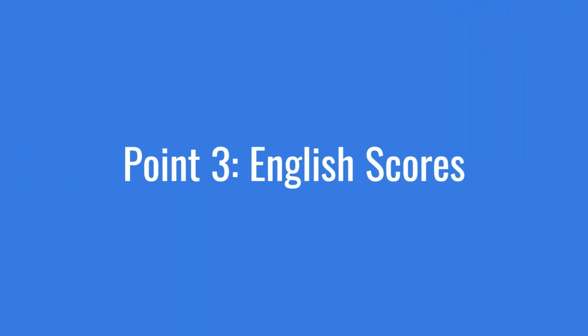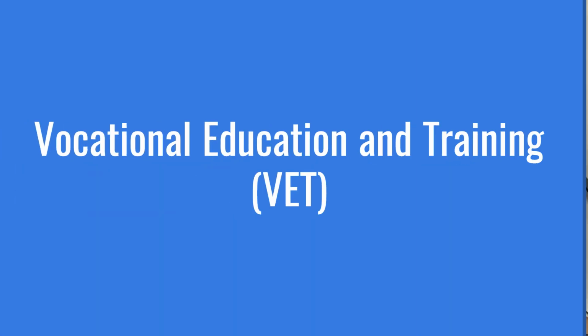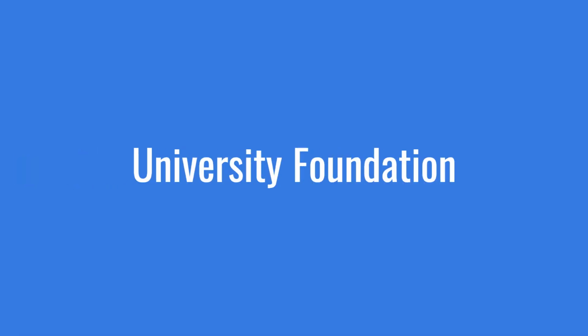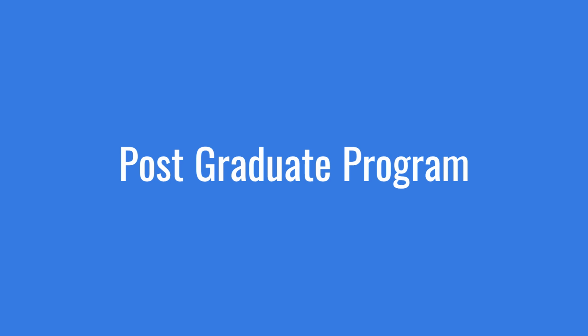Point number three, when international students choose to study in Australia, they either study English, a vocational course, a foundation course for university, a university degree, or a graduate program. Let's first take a look at the English program. The English program in Australia is generally called ELICOS. ELICOS stands for English Language Intensive Courses for Overseas Students. Now that's a mouthful. This is vocational level English.